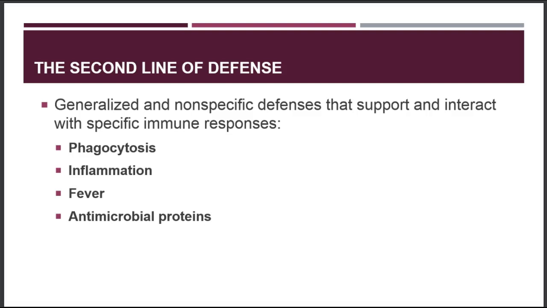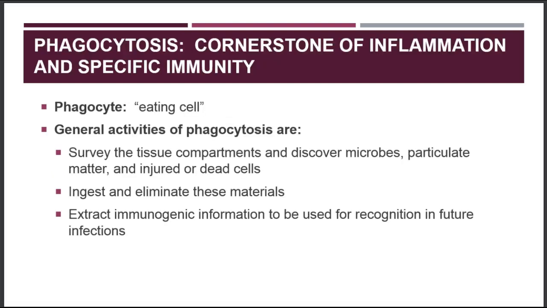So, the second line of defense includes four non-specific defenses. And that means that these defense mechanisms do not recognize specific organisms. They are non-specific, very general. The first is phagocytosis, then inflammation, fever, and antimicrobial proteins. So we'll be discussing these four generalized defense mechanisms in this section.